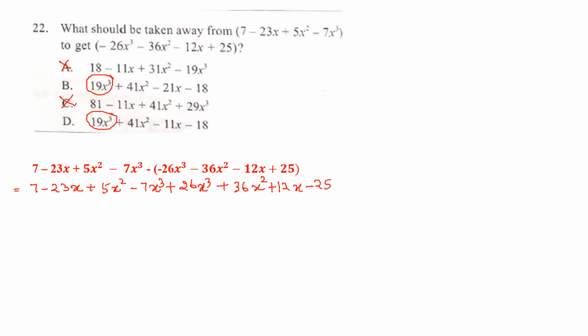Now after that, compare B and D. 41x square is here also, it is here also. Minus 18 is here also, here also. So you just have to check whether minus 21x is correct or minus 11x is correct. So you just solve the x part. Here is minus 23x, here is plus 12x. And when you do minus 23x plus 12x, you are going to get minus 11x. So from here you can conclude that your correct option is option D. So even without solving the complete expression you can select your option, because in the exam you have limited time, right?